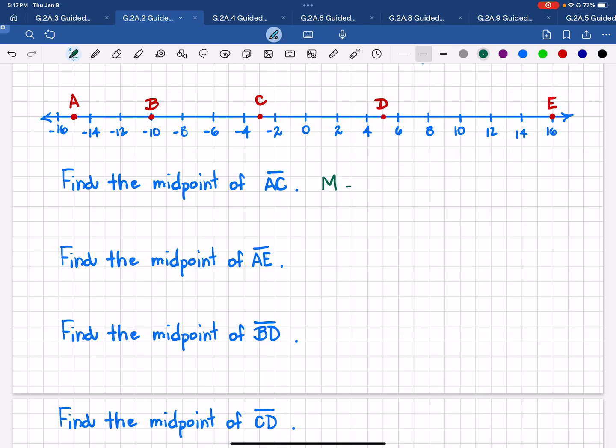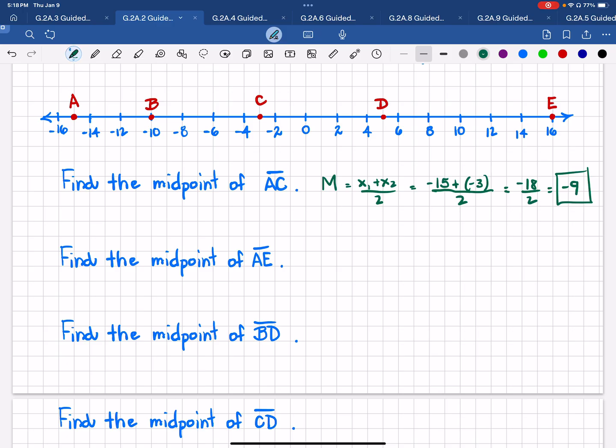So I'm going to say the midpoint, M, is going to be x1 plus x2 divided by 2. My x1 is going to be my A, which is negative 15. And to that, I'm going to add my x2, which is C, which is my negative 3. I'm then going to divide the sum by 2. So I get a negative 18 in the numerator, 2 in the denominator. So the midpoint would be located at negative 9.